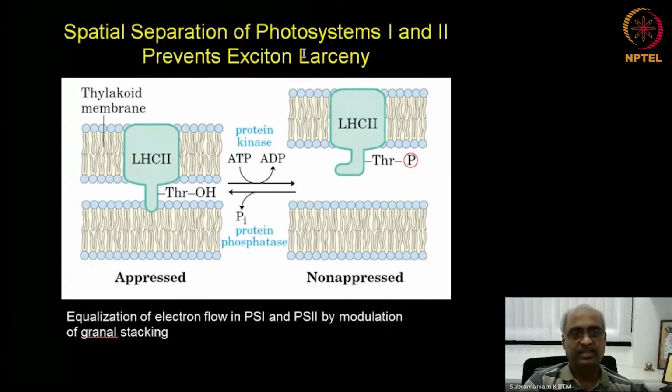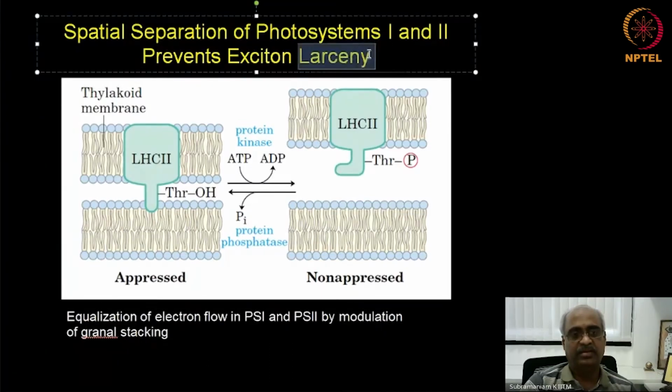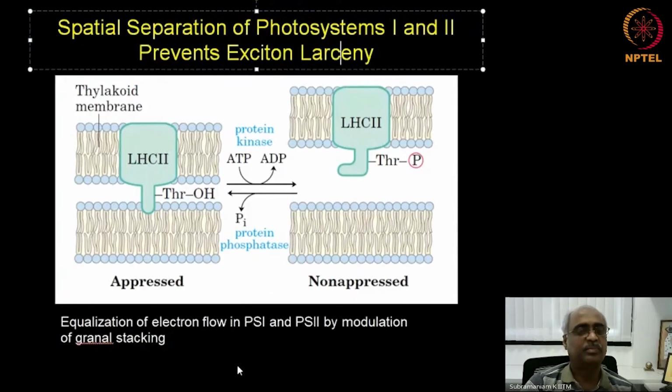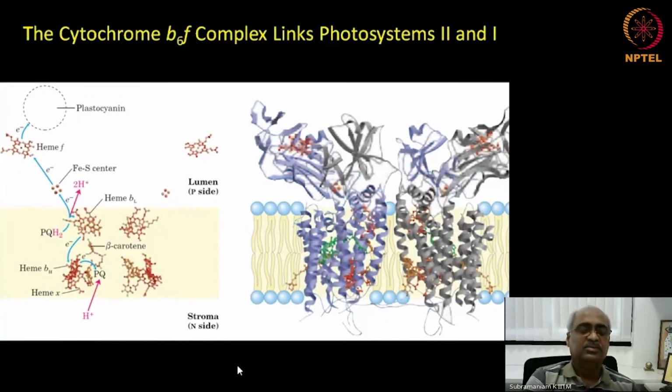So this is what they call as larceny, meaning getting siphoned off, or photosystem 1 stealing the electrons from photosystem 2. So that's where they use the term larceny. So that is about the regulation of how electron flow in photosystem 1 and 2 happens.